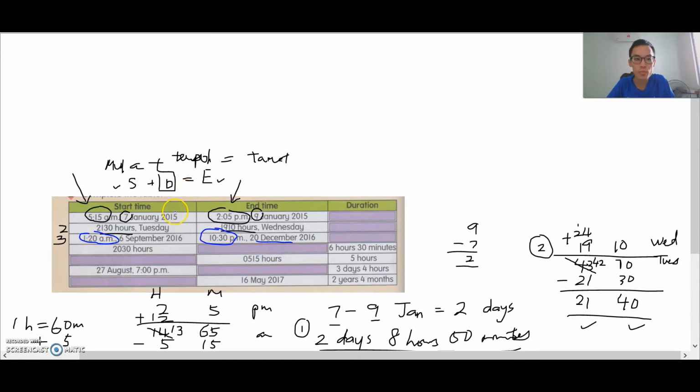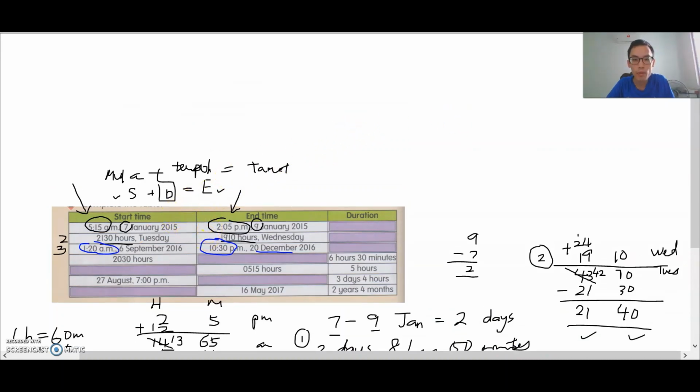Okay, let's move to number 4. Okay, look here, number 4. You are given the starting time, you are given S, and you are given the D, the duration. We just have to find the ending time. So you just plus. Okay, S plus D is ending time. So starting time is 30 hours. Duration is 6 hours, 30 minutes.